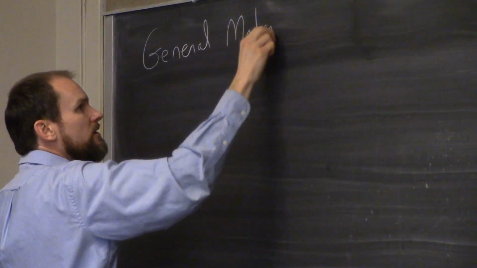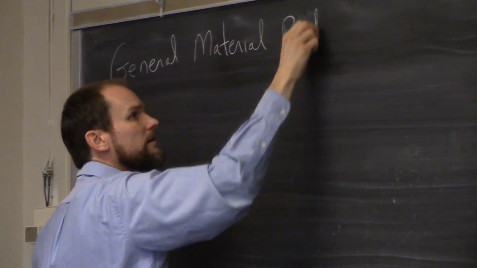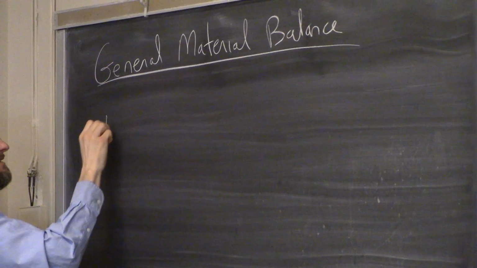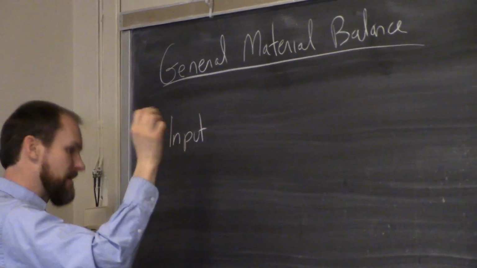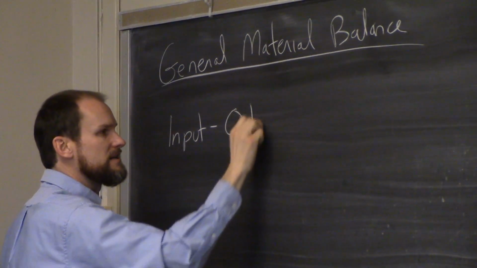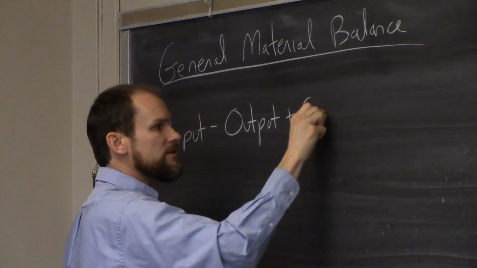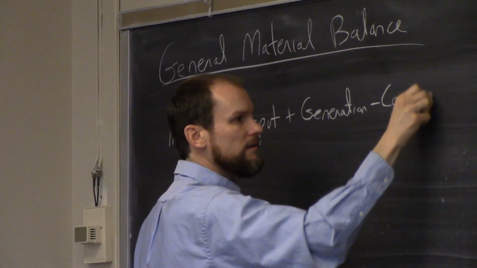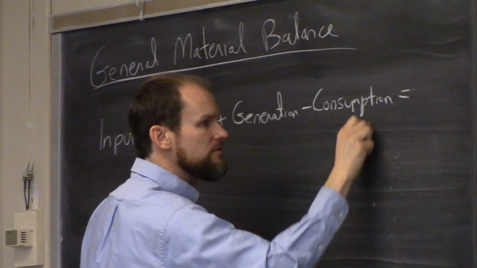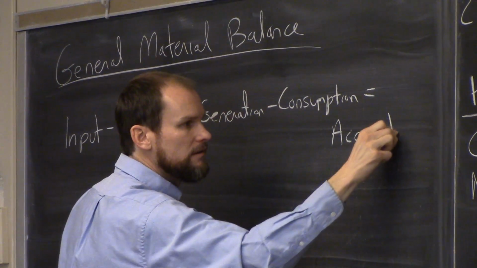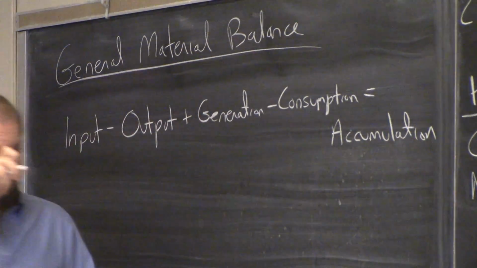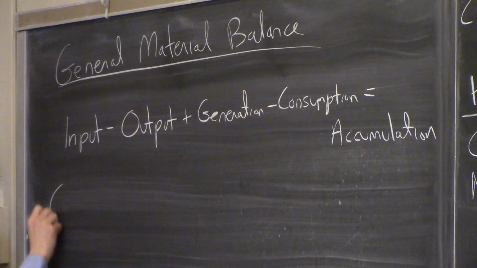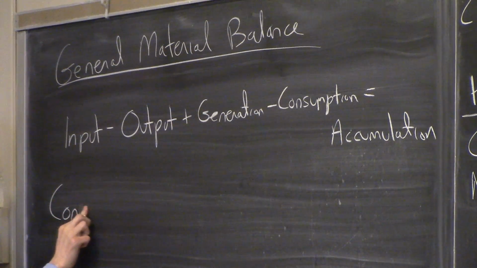Okay, so let's go to a general material balance, and let's do the math. So the general material balance, we talked about: input minus output plus generation minus consumption equals accumulation. All right, so that's our general balance that we start from. Where does this come from?